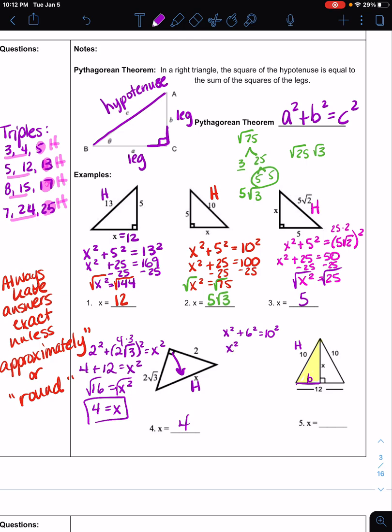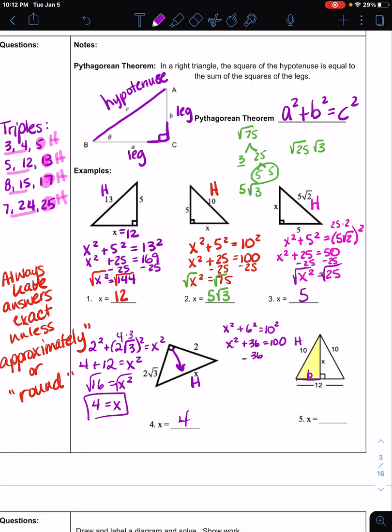Okay, x squared plus 36. Don't forget to square them before you subtract them. We need to get our x squared by itself. So we subtract 36 from both sides. We get x squared is equal to 64. Square root of both sides, and we get that x is equal to 8. So it's been nice because most of the numbers have come out nice and pretty.